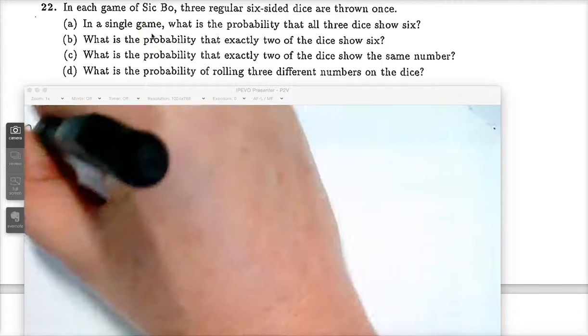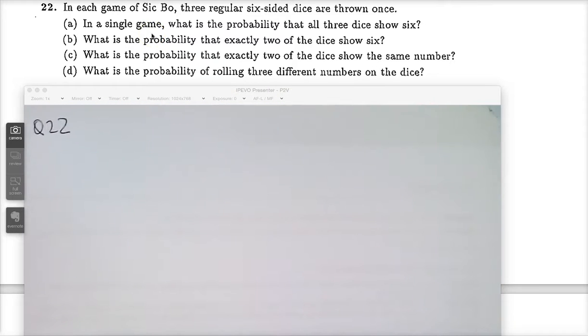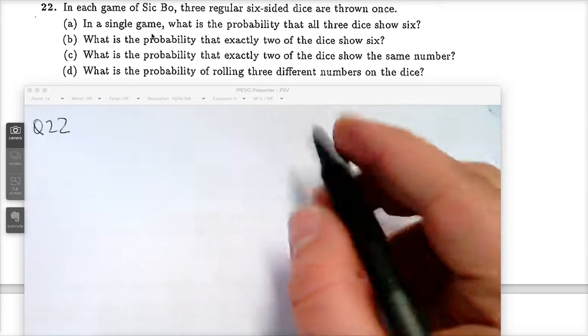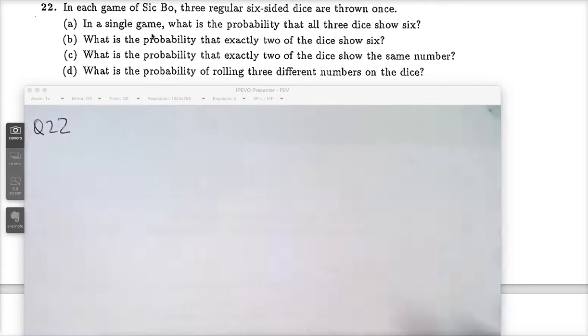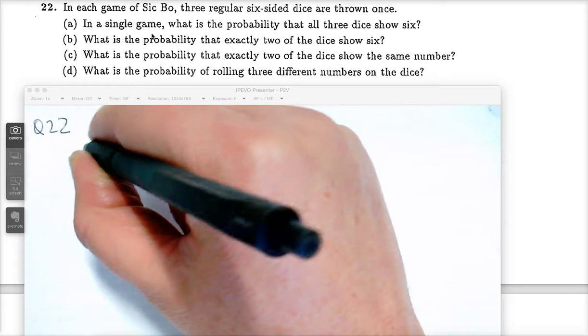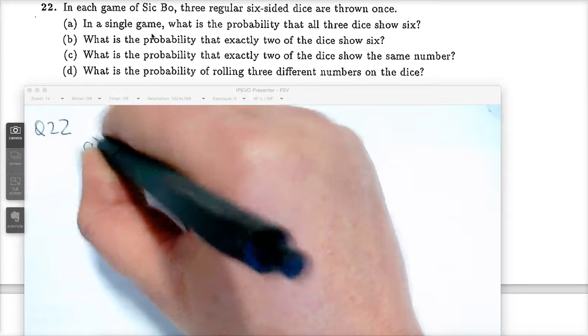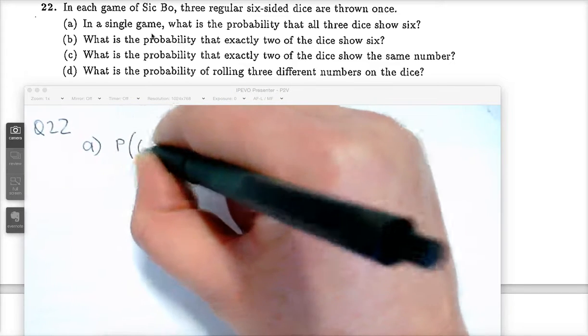Question 22. In each game of Sic Bo, 3 regular 6-sided dice are thrown once. I can't do a 3-dimensional grid. In a single game, what is the probability that all 3 dice show 6? So you're not going to do a grid, it's fine, just use numbers. It's just 3 dice. Probability of 6.